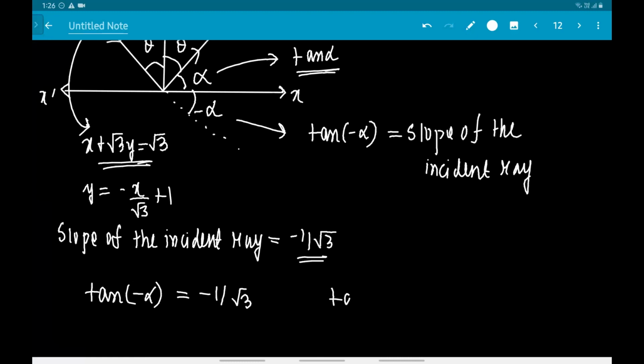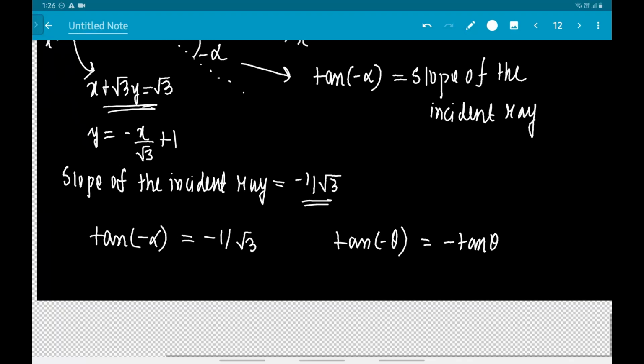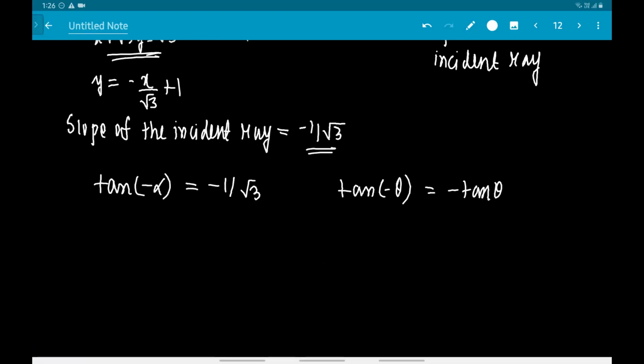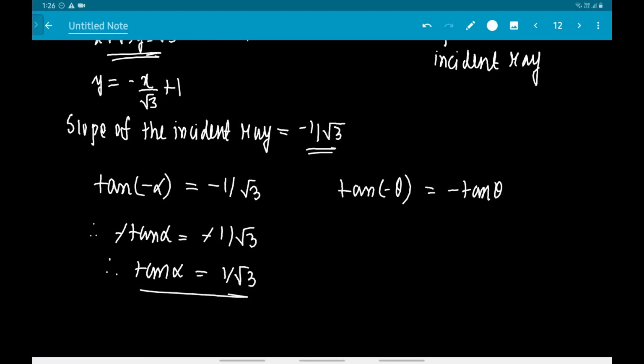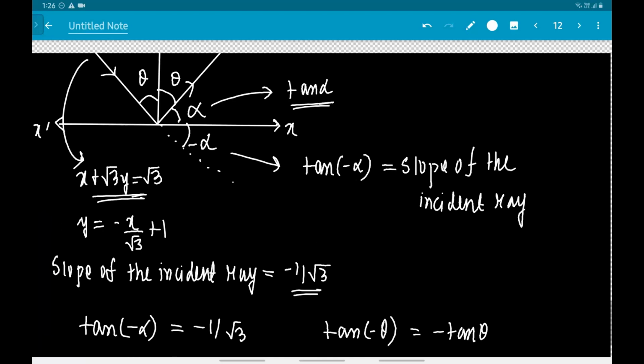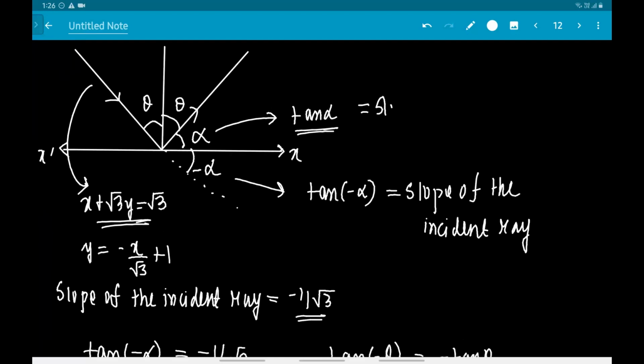Now we know that tan of minus theta is equal to minus tan theta. So we can write minus tan alpha equal to minus 1 by root 3. Minus minus cancel, so tan alpha is equal to 1 by root 3. So from this we have got the slope of the reflected ray. Tan of alpha was the slope of the reflected ray, obviously.